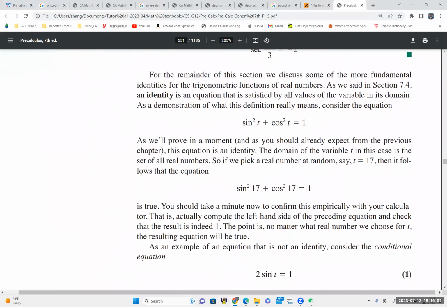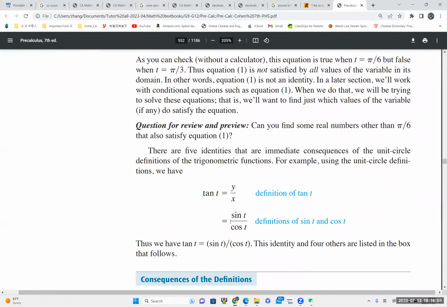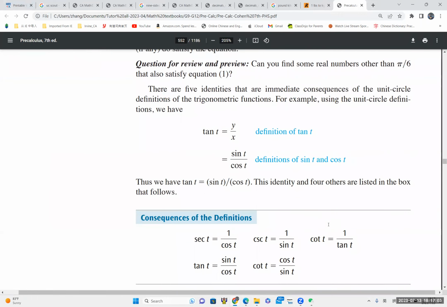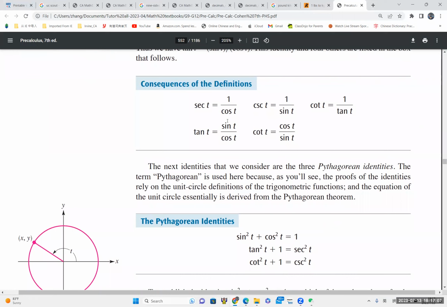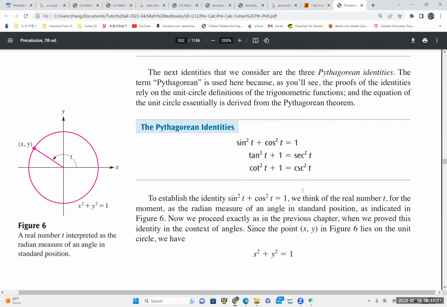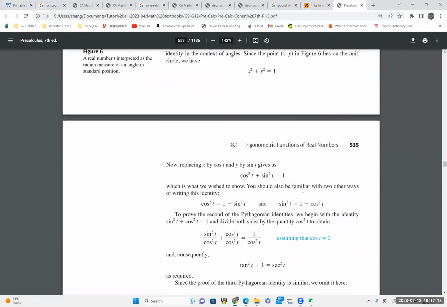Okay, I think we'll go past this. Questions for review and preview. Again, t just means the angle. This is still something basic.